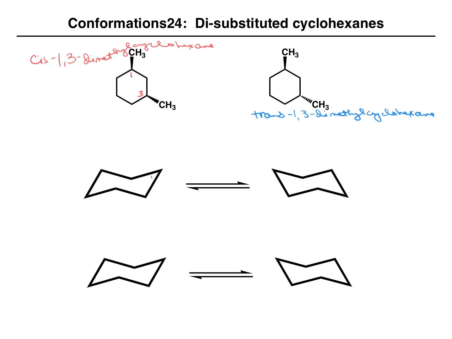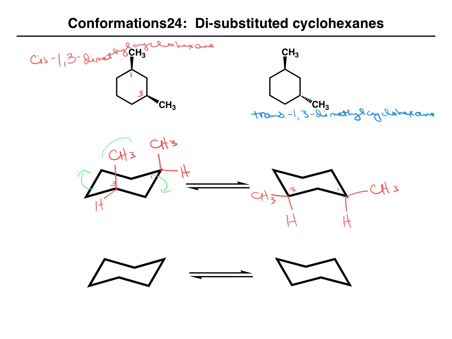I'm going to call this carbon 1 and this is carbon 3. So here is my methyl group on the top face, hydrogen on the bottom, and then methyl group on the top face, hydrogen on the bottom face. When we do our interconversion, we get carbon 1 has the hydrogen on the bottom face, the methyl on the top. Carbon 3 has the hydrogen on the bottom face and the methyl on the top face.